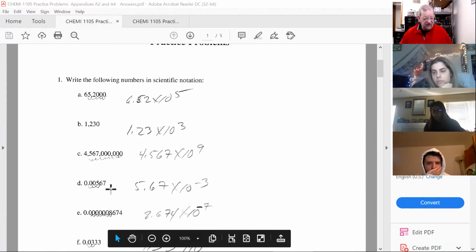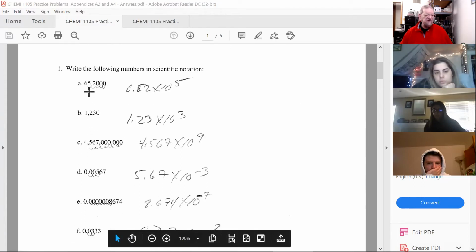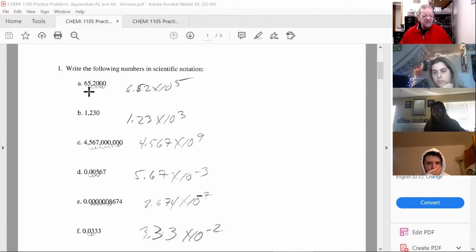Now, if we look at D, well, first of all, for A and B and C, when the number is greater than 10, 10 to the n, n is always positive. So if we look at B, if the decimal point were here, I move it 1, 2, 3. That's a comma. And that'd be 1.23. How many times did I move it? 3 times, 10 to the third. Why is this positive? Because this number is greater than 10.